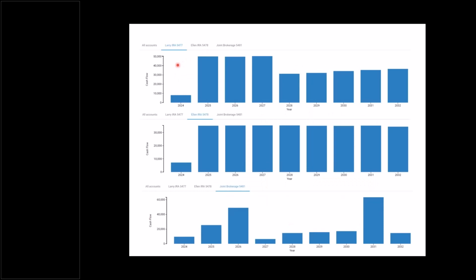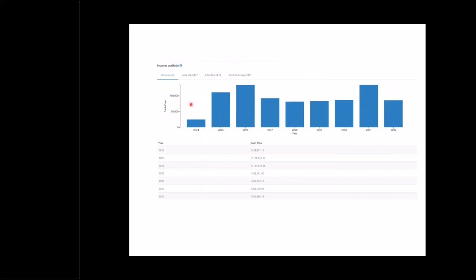Now, if you want to see what it might look like, this is account by account, and these are samples of the actual bond amounts that would come in. This is Larry's IRA, the second one is Ellen's IRA, and this third one, we see these spikes from their joint brokerage account. The reason we have these spikes is that here we see, for example, car purchase years, 2026 and 2031. So that would entail spikes. And this is what that total would look like.